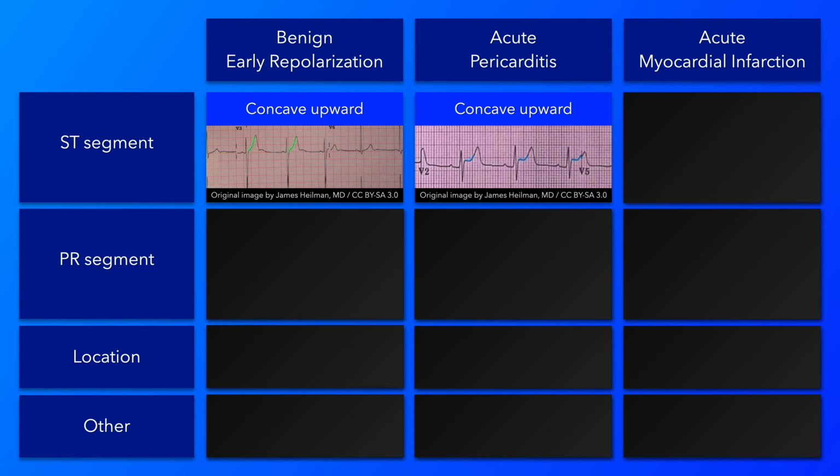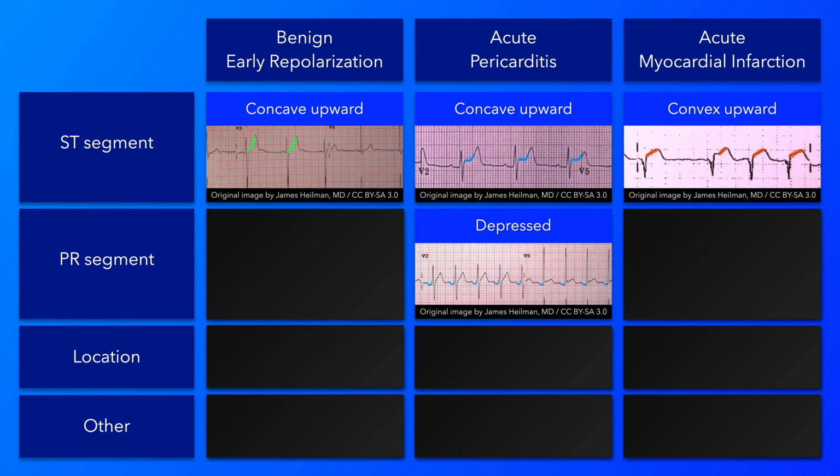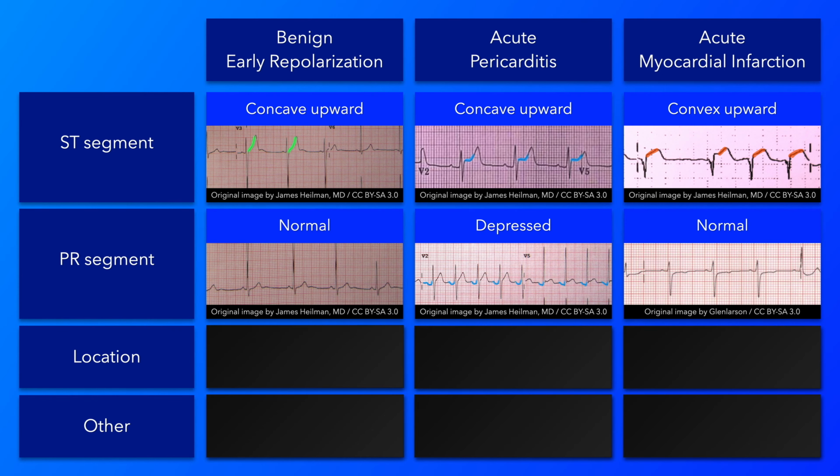Benign early repolarization and acute pericarditis are both associated with ST segment elevation with a concave upward ST segment. On the other hand, with acute myocardial infarction, the ST segment has a convex upper shape. Widespread PR segment depression is a classic sign of acute pericarditis. With these other two conditions, however, the PR segment is normal.